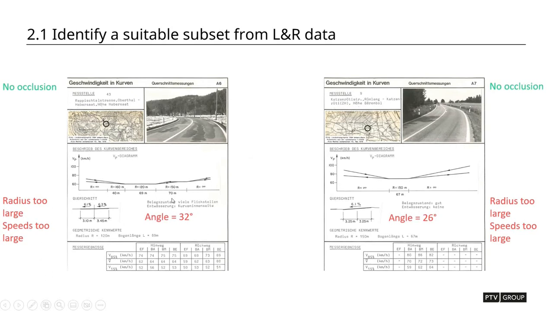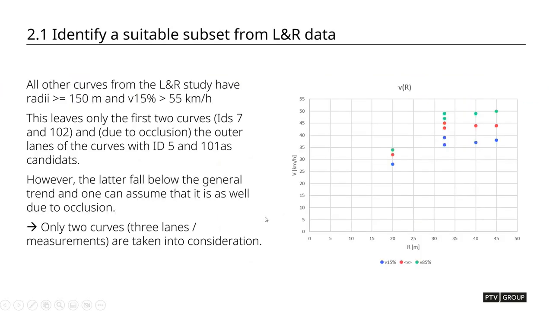And for all others, the radius is too large, the speed is too high, and so they could have been considered. Look at that road here. One can assume that the general speed limit of 100 kilometers per hour played quite some role in slowing down drivers compared to drivers who would drive without such a speed limit.